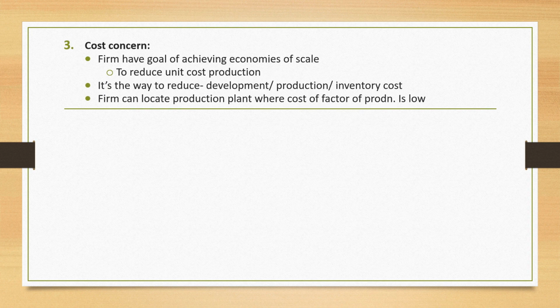Now we have cost concern. Firms have the goal of achieving economies of scale to reduce the unit cost of production. It is the way to reduce development, production and inventory cost. So firms can locate their production plants where the cost of production is very low.